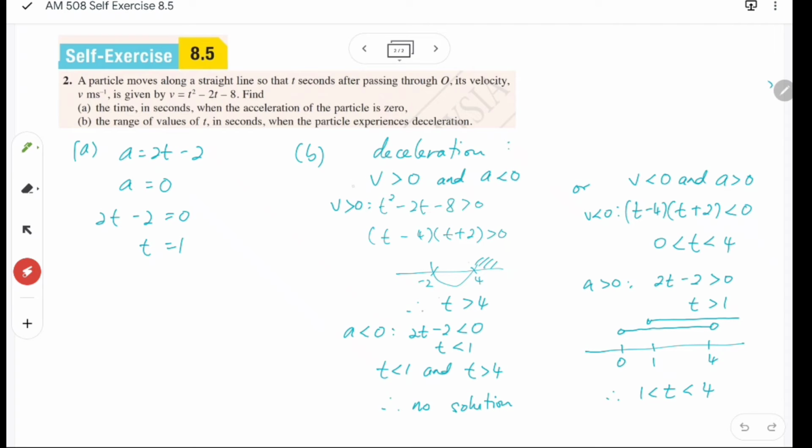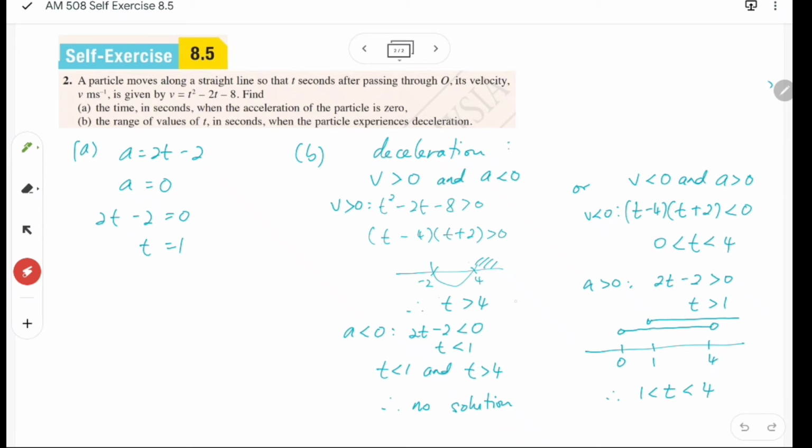We will start with the first case when v greater than 0 and a less than 0. V greater than 0, we have t squared minus 2t minus 8 greater than 0, where t minus 4 times t plus 2 greater than 0. So from the function, we know t is less than negative 2 or greater than 4. But in the end, we only choose t greater than 4 because we don't have negative t. And the second condition, a must be less than 0. So 2t minus 2 less than 0, we get t less than 1.